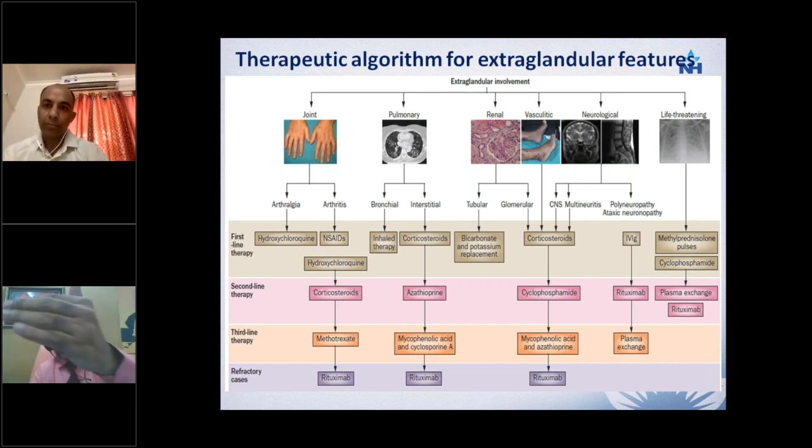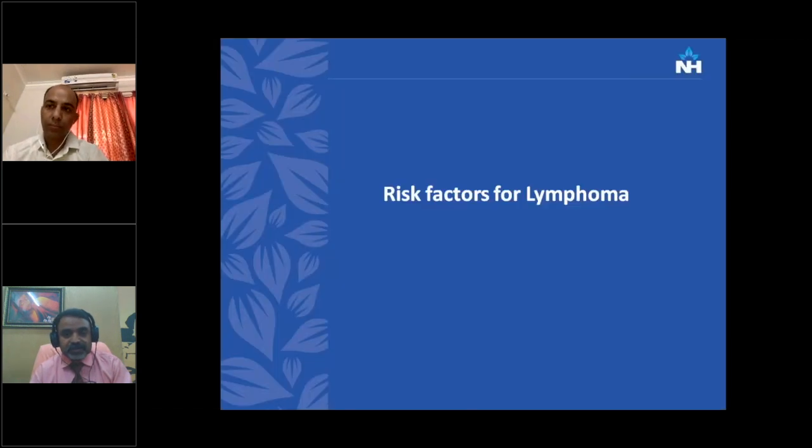And for neurological and life-threatening involvement, it is rituximab and plasma exchange, because these are mediated by immune complex deposition, so plasma exchange is very important. And rituximab is for all these refractory cases. Rituximab is a very important drug, though hypersensitivity reactions with rituximab are a very challenging concern. But in those patients who tolerate it well, rituximab is a very good drug to achieve remission. And the last slide is this.